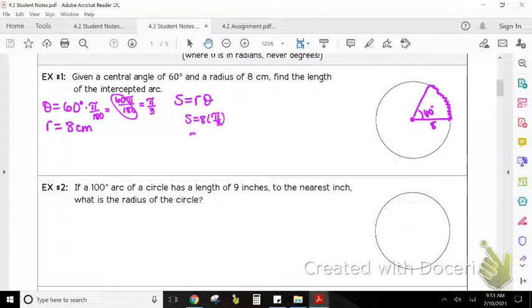And so we multiply them, and we get s is equal to 8 pi over 3, and it's a length, so it's going to be in centimeters. Or we could put pi in our calculator, so 8 times pi divided by 3 is approximately 8.377 centimeters.